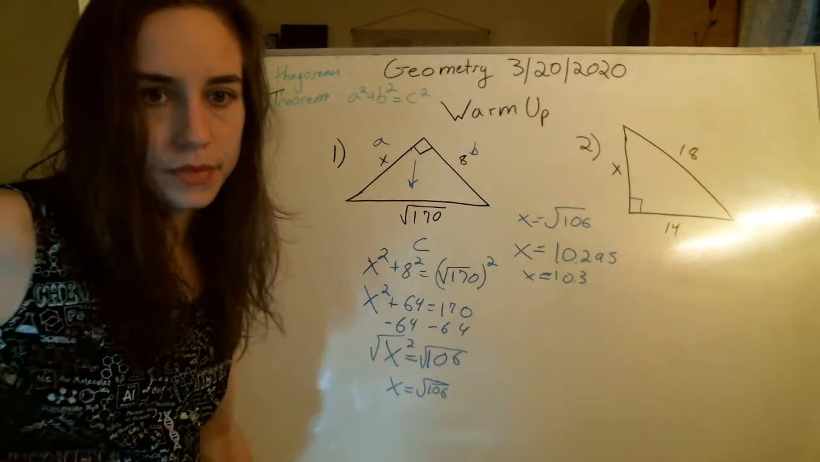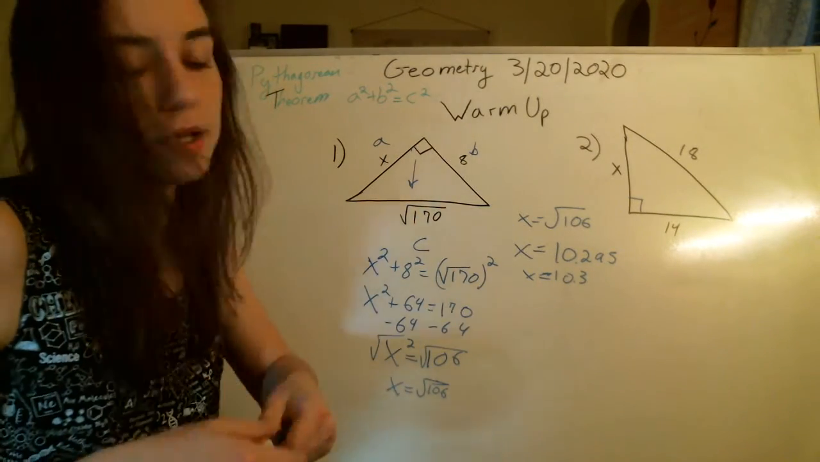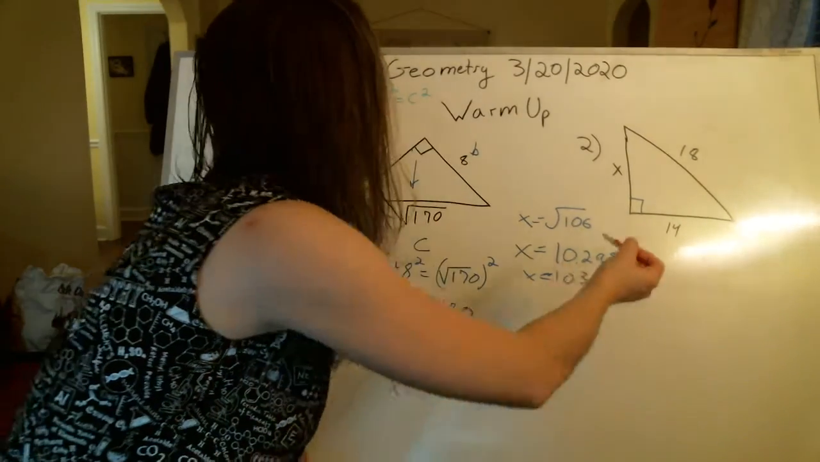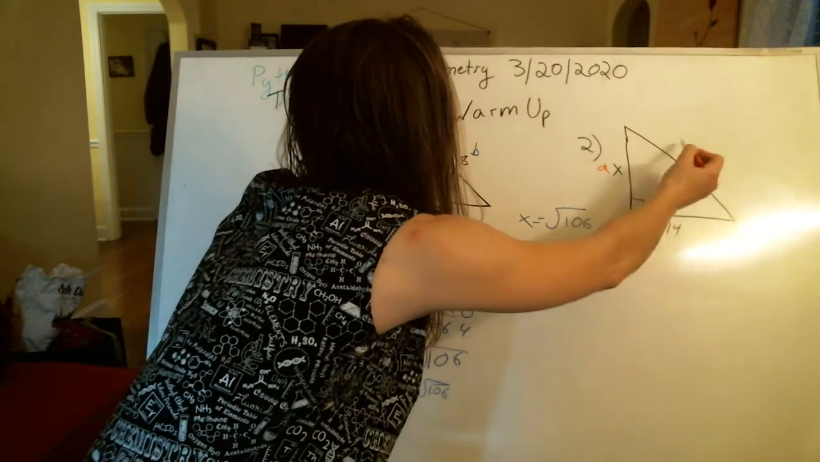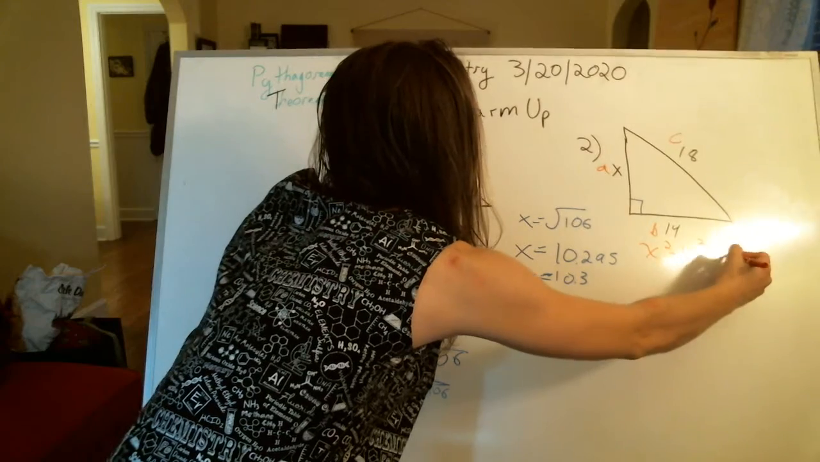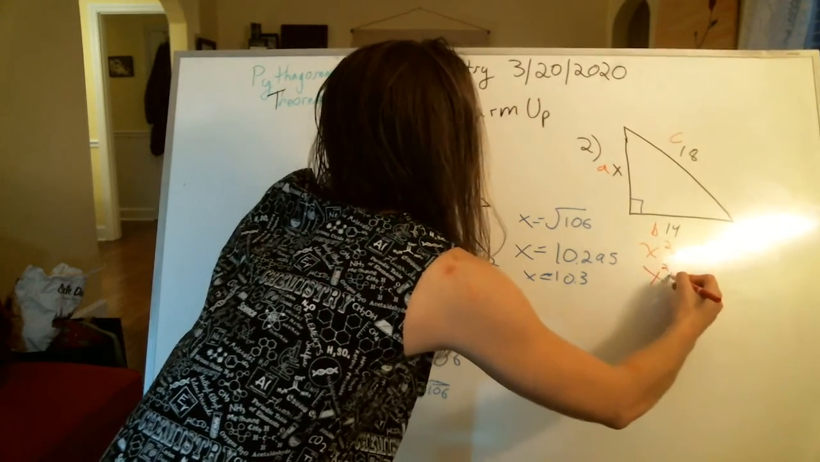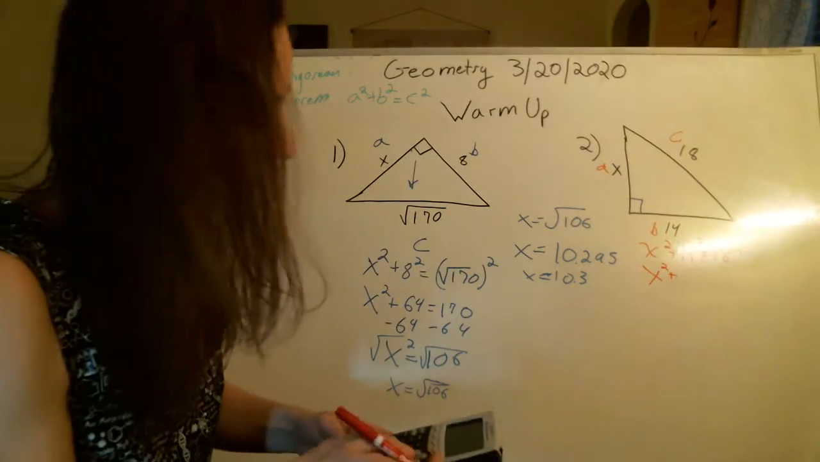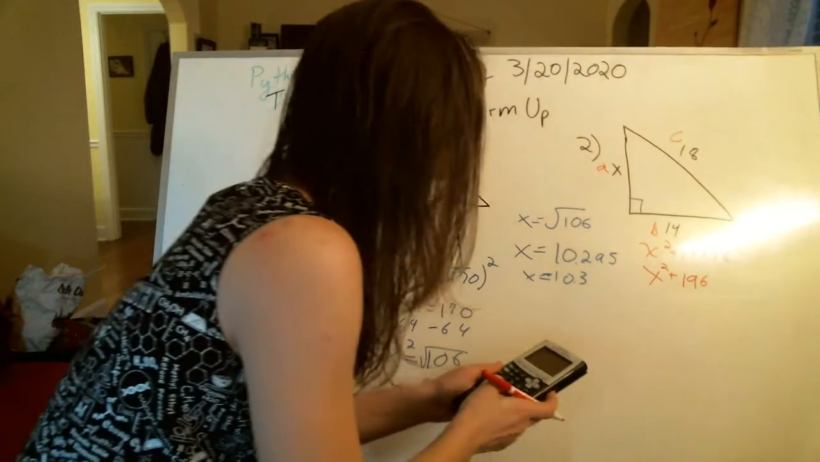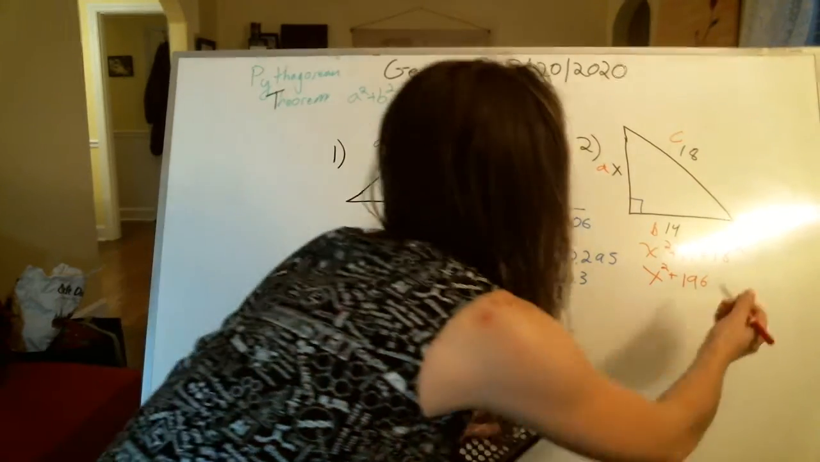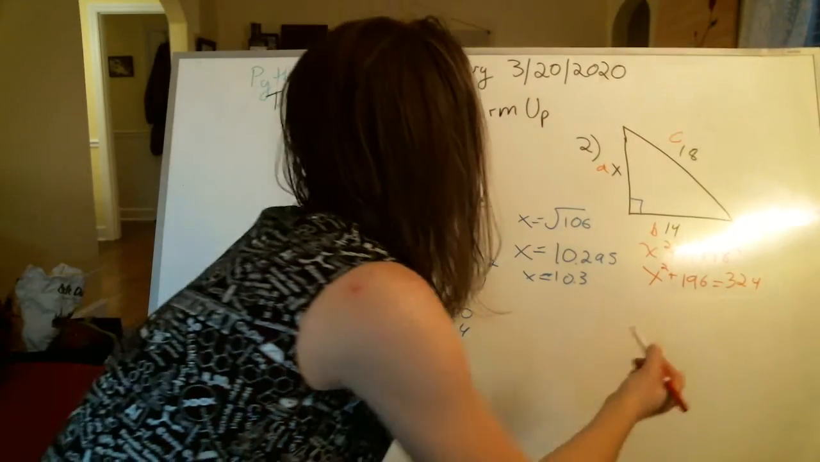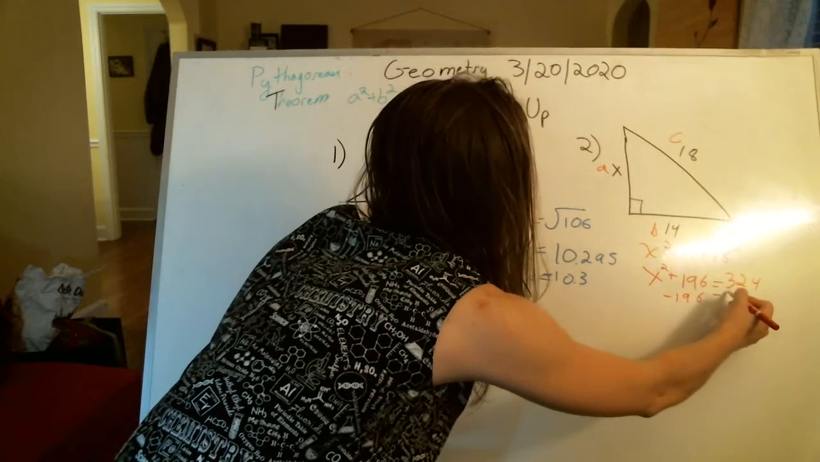Alright. Looking at our second problem here. This time we're not given a missing hypotenuse, we're given another missing leg. So again, we'll make that A, we'll make this B, we'll make this C. So x squared plus 14 squared equals 18 squared. I don't know these in my head. Alright, 14 squared is 196. 18 squared is 324. Okay, now subtract that 196 from both sides.